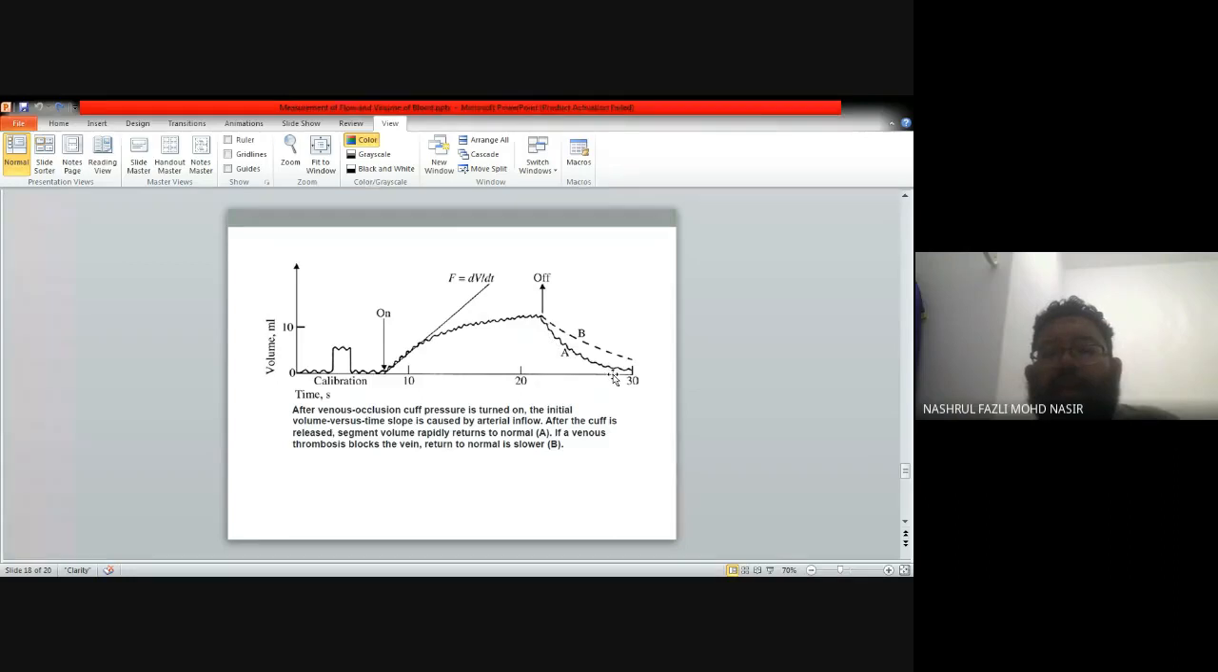So this is rapid, right? You just imagine the number of the stroke volume is fast, very fast. This one is slower. This slope is steeper compared to B. Okay, this is our final slide.